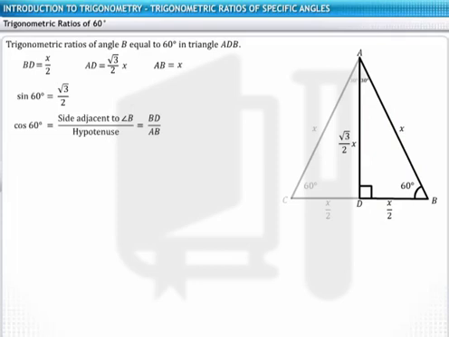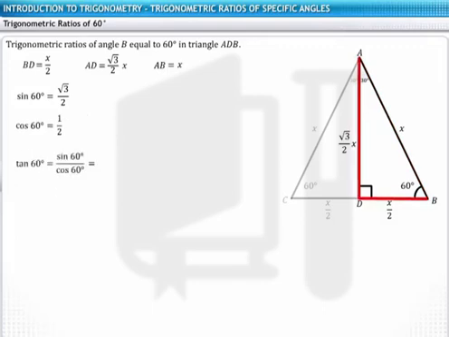Cos 60 degrees is equal to the ratio of BD, the side adjacent to the angle B, and the hypotenuse AB. Putting in the values of BD and AB, we get cos 60 degrees as 1 by 2. Tan 60 degrees is equal to the ratio between sin 60 degrees and cos 60 degrees. Putting in the values of sin 60 degrees and cos 60 degrees, we get tan 60 degrees is equal to root 3.